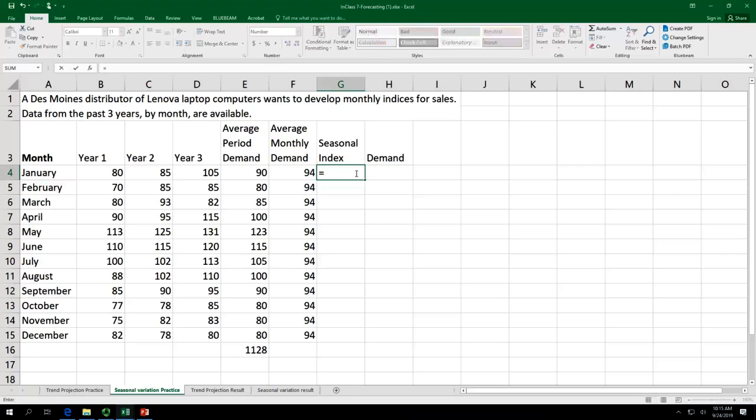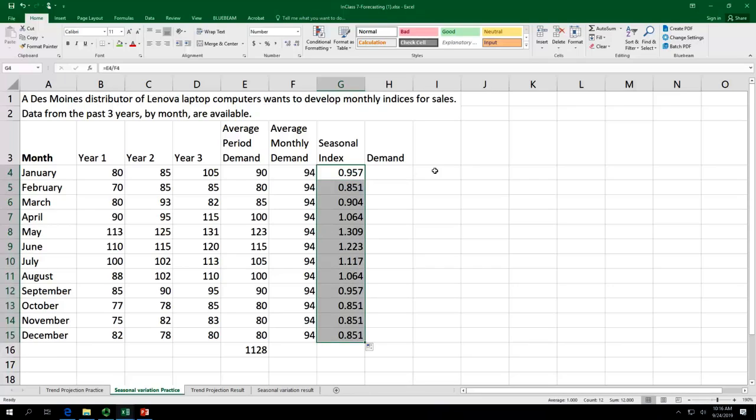The next column we want to calculate is the seasonal index, which is whatever the month's demand divided by the average monthly demand. So it's E4 divided by F4. Did we get this done? This column? Are we all right?